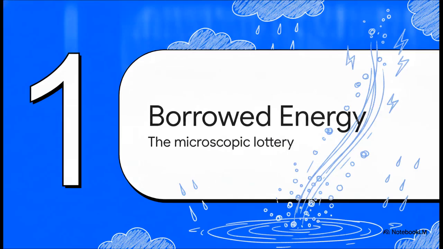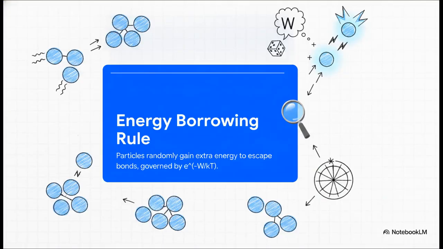Kicking things off with Section 1, the rule of borrowed energy. To really wrap our heads around the grandest technologies, we actually need to look down at the sidewalk after a rainstorm. Let's ground this physics in something super relatable, a simple puddle of water evaporating. Now, evaporation isn't this smooth, steady thing. It's actually a microscopic lottery for individual molecules.